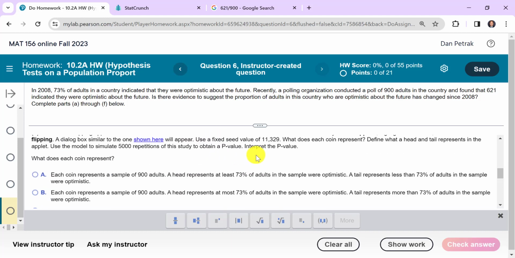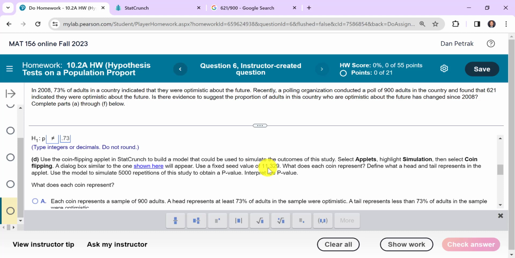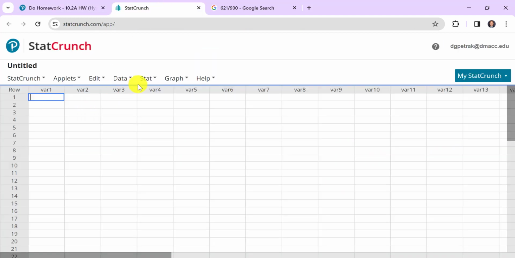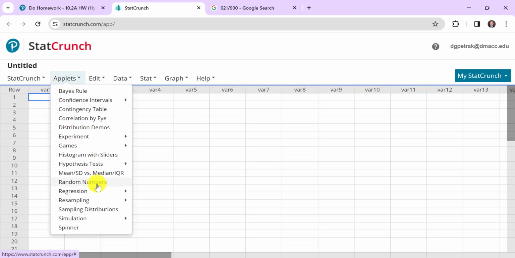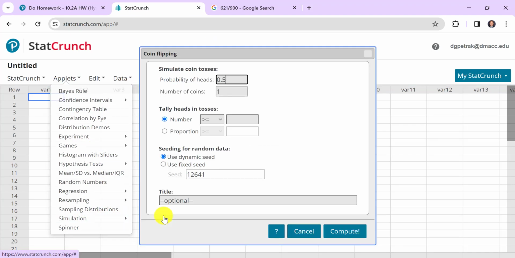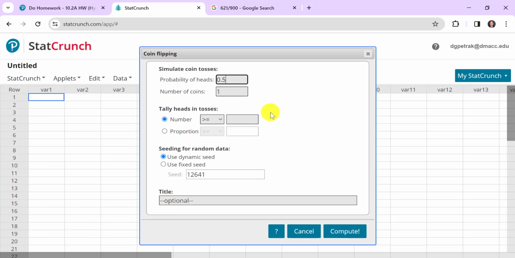And then it says to use the coin flipping applet here. You go to Applets, Simulation, Coin Flipping, so I'm going to do that. All right, and we set this coin flipping application to mimic our situation here. We start with the probability of heads at 73%, which is like our probability of success: yes, they are optimistic. The number of coins mimics what the study was; we did 900.